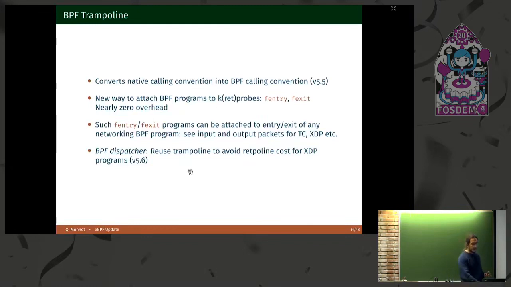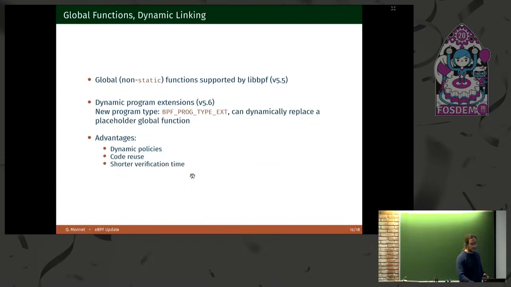It can also be used in what is called the BPF dispatcher, which is a mechanism reusing those BPF trampolines to avoid the cost of retpolines following Meltdown and Spectre attacks when coding XDP programs. So we also get performance improvements through that.